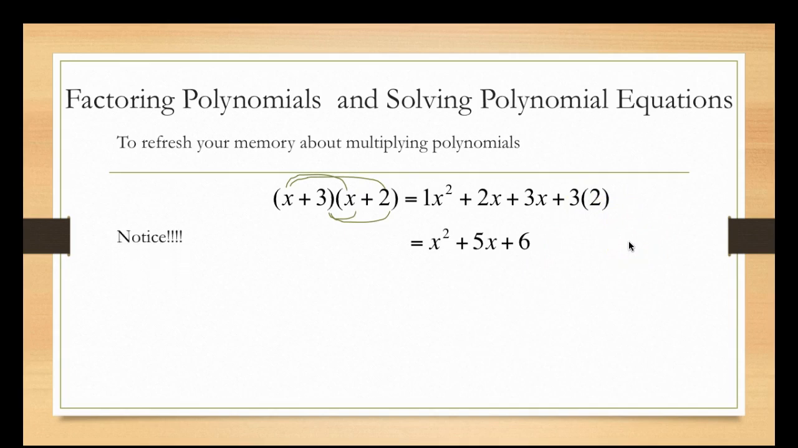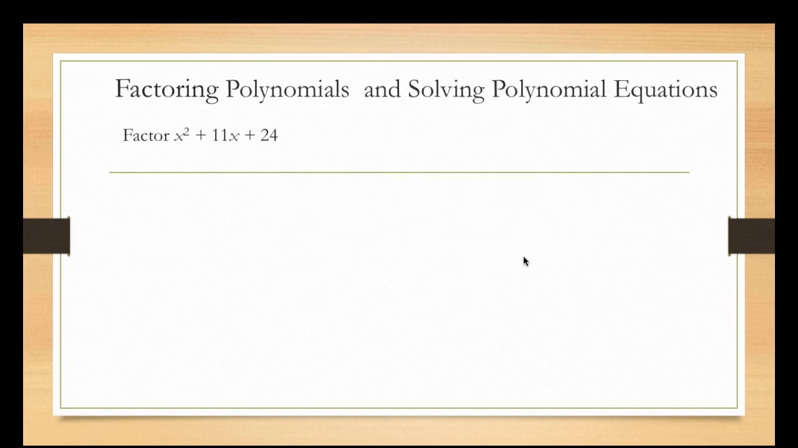Well, there's something to pay attention to and to notice. If you notice, 2x plus 3x gives us our 5x. And also notice that 2 times 3, or 3 times 2, gives us our product. So, knowing that, we're going to look at this polynomial here, and we're going to factor it.